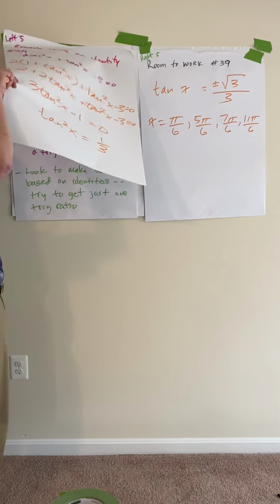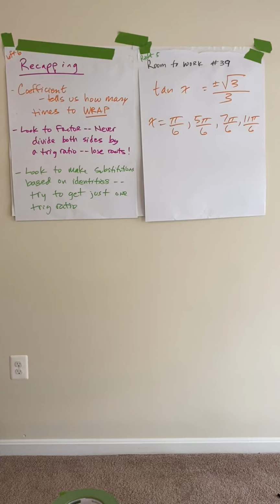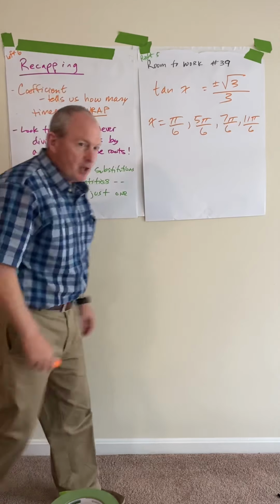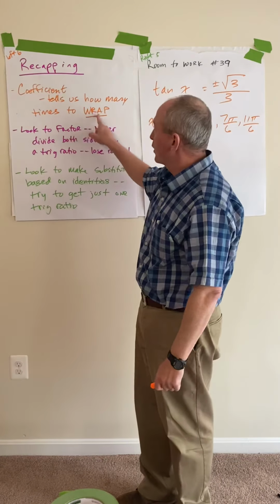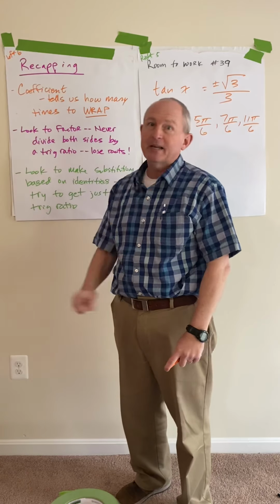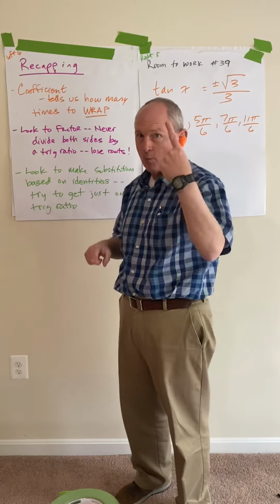All right, so I think we're ready to summarize what I wanted you to get from today's exciting part 2 lesson. Three things I wanted you to get today. First of all, the coefficient, that darn coefficient, tells us how many times we're going to wrap around the unit circle, how many times we have to add 2 pi before we end up dividing by that coefficient. That's the number 1 thing to learn.